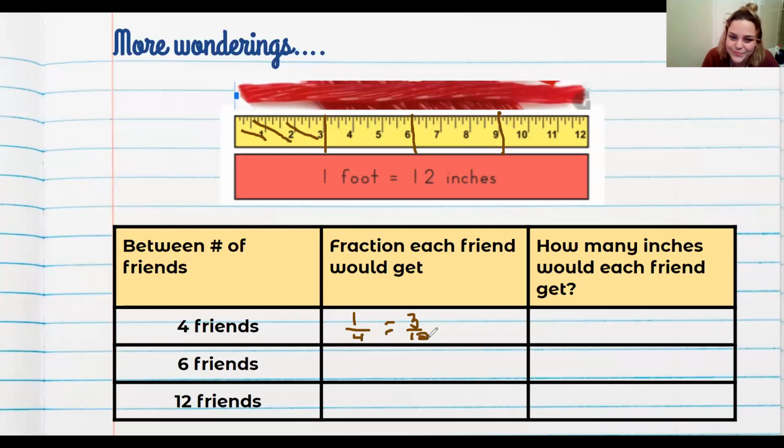Do you guys see that? Okay. Now, how many inches would each friend get? We just said it. We would each get 3 inches because there's 4 friends, and each friend would get 3 inches, which gives us a total of 12 inches.